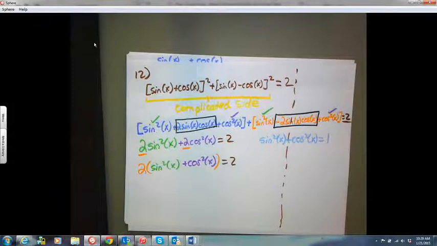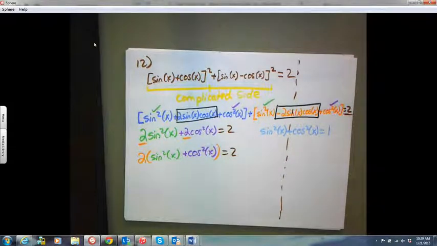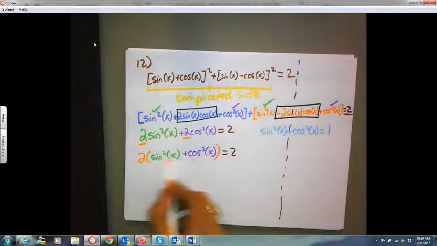Final step here. No, okay. This is good. I'm so glad someone said it. Don't divide by 2. Because you can't touch this side. Remember, don't divide by 2. Replace sine squared plus cosine squared with 1. So replace this green and purple with a 1.